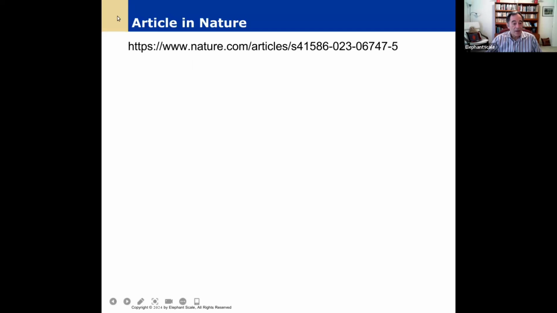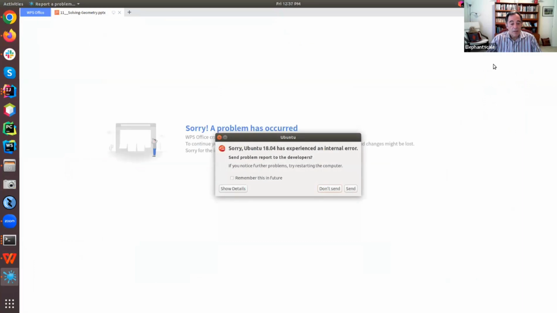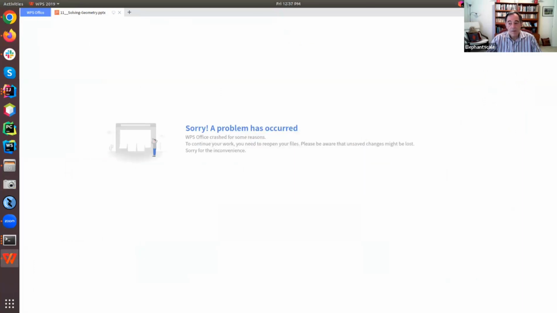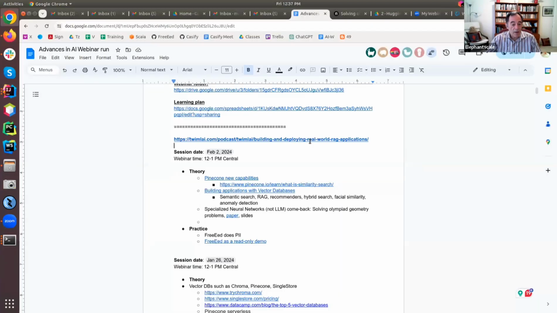Let's see. Google publishes an article. The article is in Nature. So let's look at that. Let's look at this article in Nature. Closing all that. Okay, that would work, but I also have it here. Paper in Nature. And the slides I showed you, that's the beginning of the slides. I also have to explain exactly how it works.